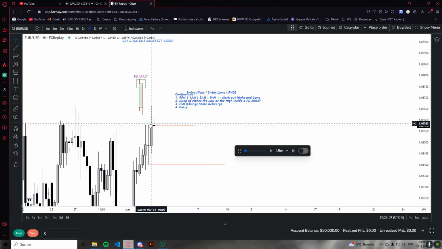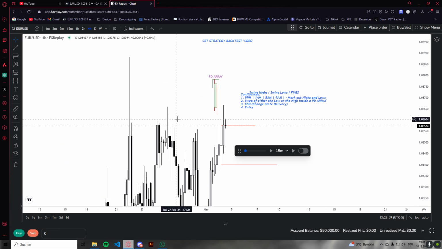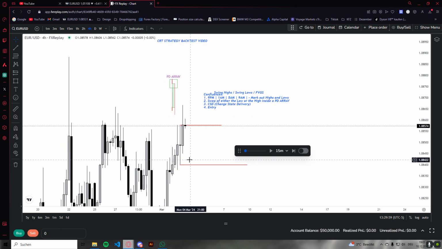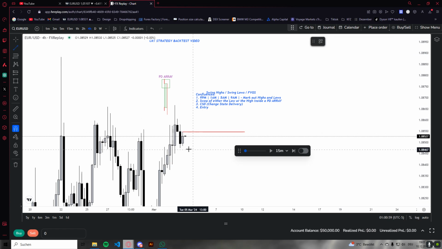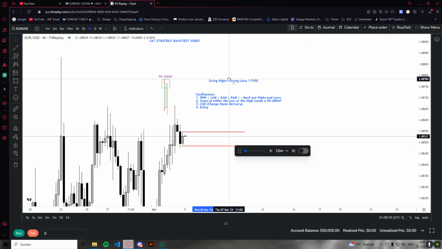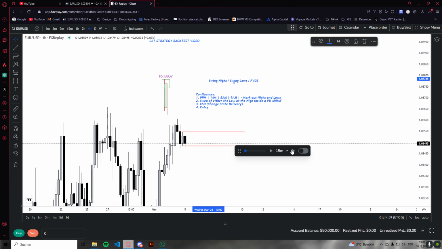Okay. So now, we don't have any PD arrays right there. So we can go to the next day. Okay, we can remove that one and that one. Mark out high, mark out low, 9 p.m. Okay, 9 p.m. Gonna mark it out.